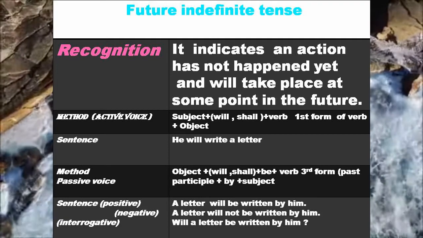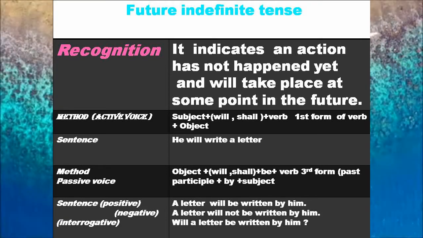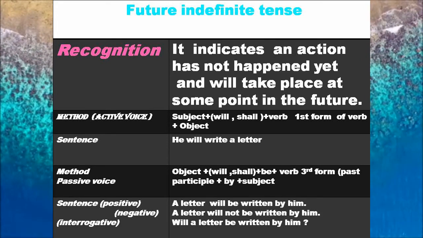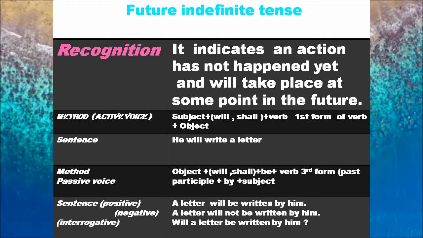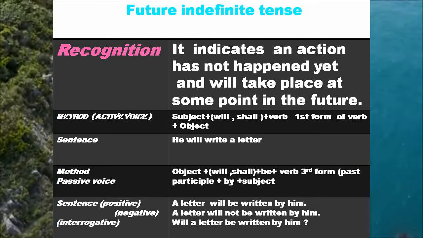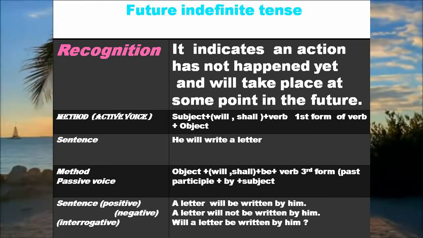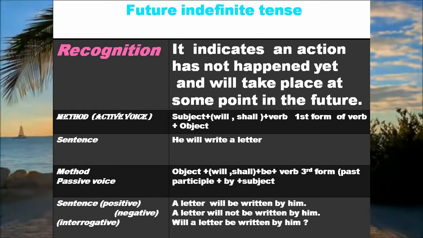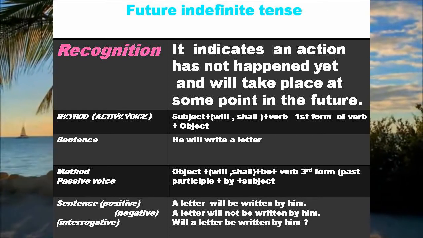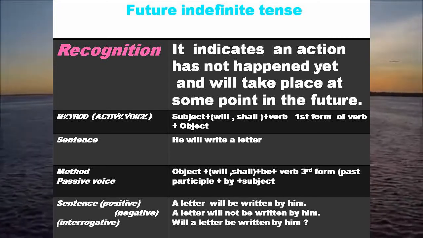Future indefinite tense. It indicates an action that has not happened yet and will take place at some point in the future. Method, active voice: subject plus will, shall plus verb first form plus object. Sentence: he will write a letter. Method, passive voice: object plus will, shall plus be plus verb third form, past participle, plus by plus subject. Active voice: he will write a letter.